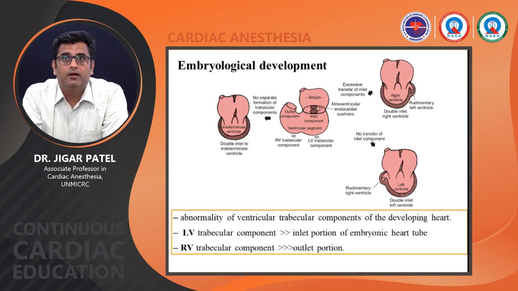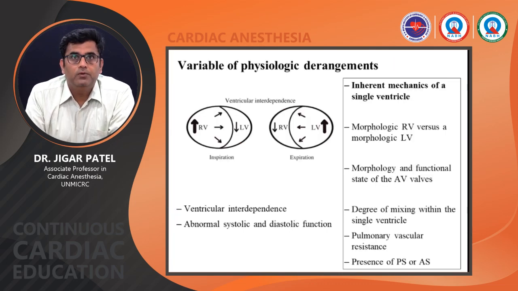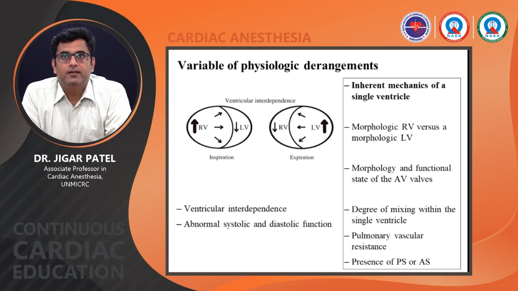So whenever there is excessive growth of this inlet component, it will lead to double inlet left ventricle, and similarly when there is excessive growth of this outlet component, then it will be double inlet right ventricle. But if both components grow as a single and without any separation, then it will become double inlet with indeterminate ventricle.